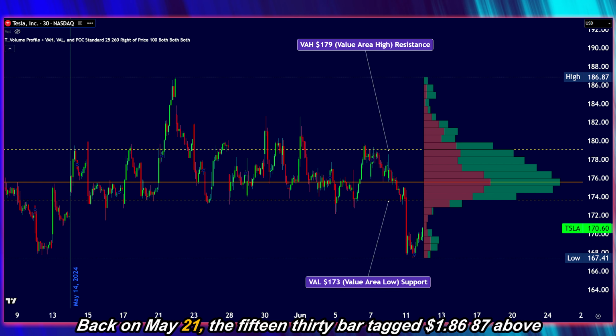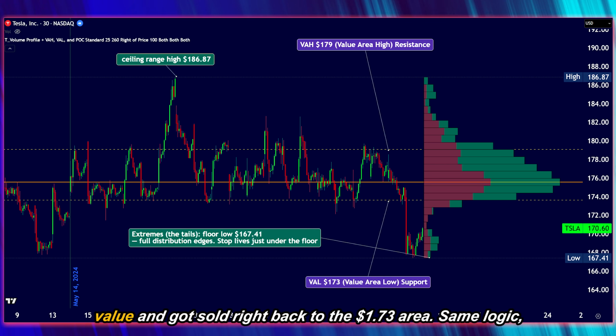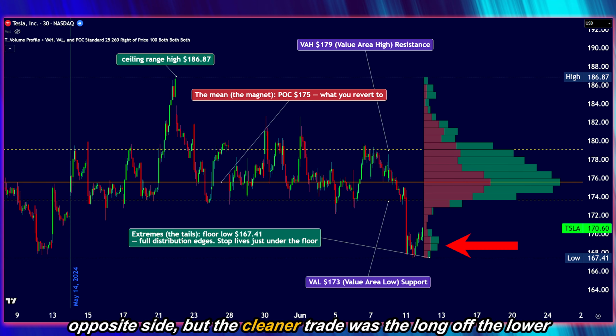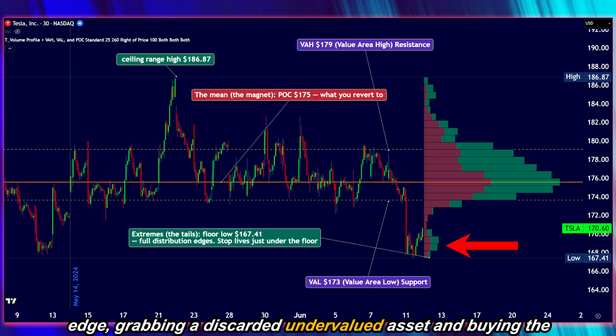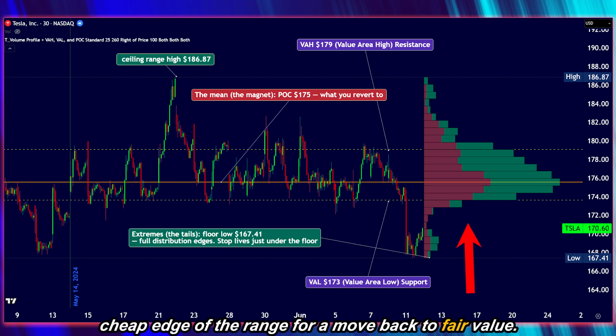Back on May 21st, the 1530 bar tagged 186.87 above value and got sold right back to the 173 area. Same logic, opposite side, but the cleaner trade was the long off the lower edge, grabbing a discarded undervalued asset and buying the cheap edge of the range for a move back to fair value.